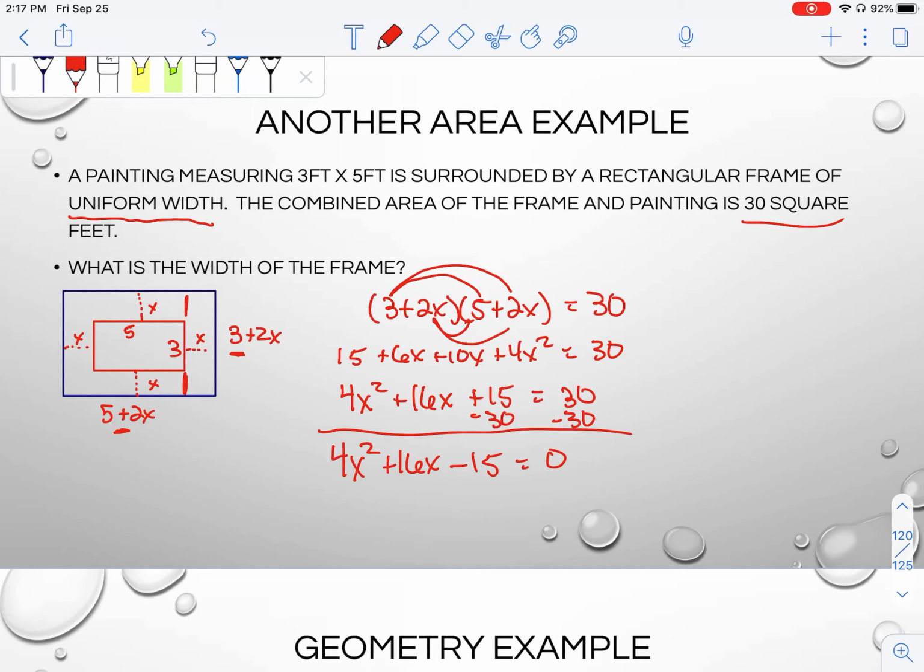All right, so if I solve this quadratic equation for x, that'll be the width of my frame. So looking at this, you could go through the factors of a times c, negative 60x squared, and 16. However, it doesn't work. So I'm going to go straight for the quadratic formula. So let me pull out my a, b, and c real quick. a is 4, b is 16, c is negative 15. So x equals negative b plus or minus the square root of b squared minus 4 times a times c, all over 2a.